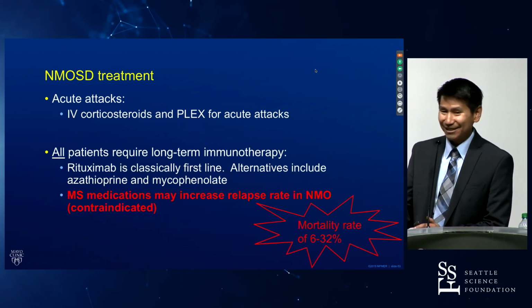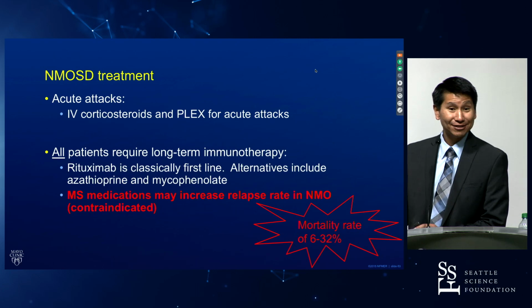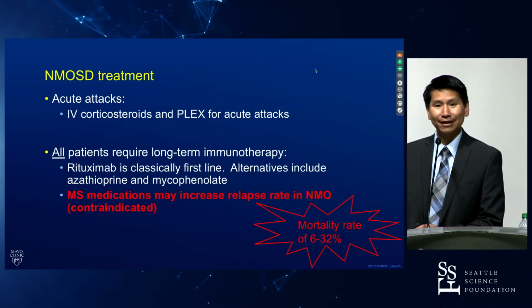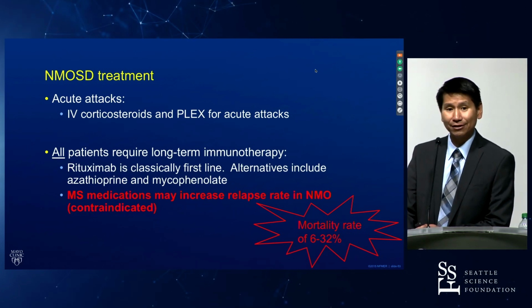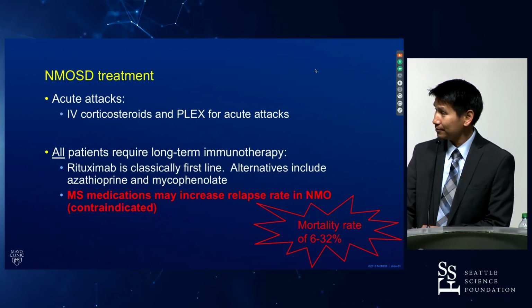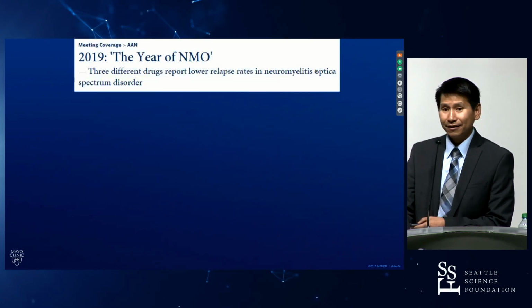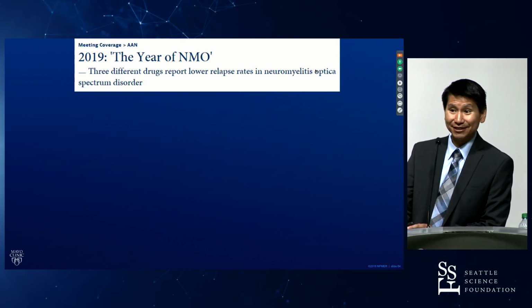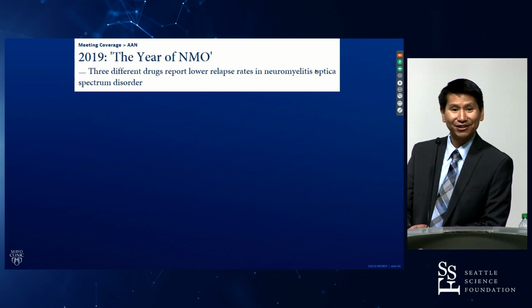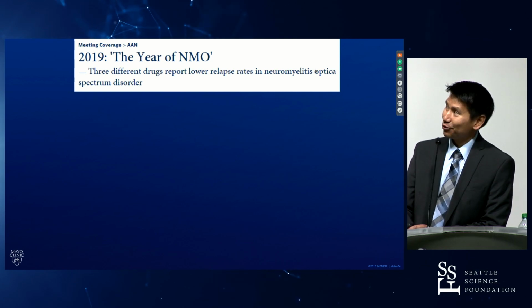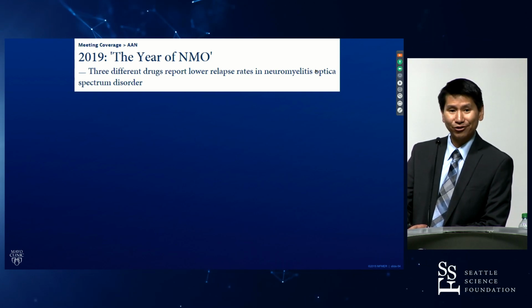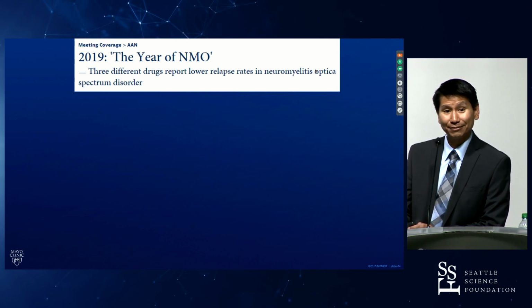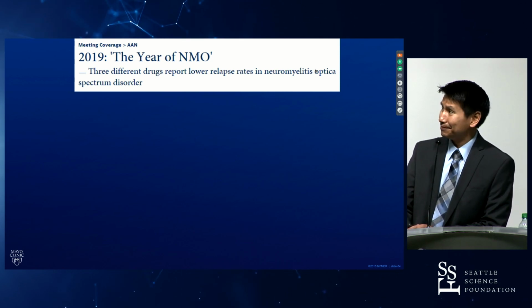And I mentioned this mortality rate. So essentially we can't incorrectly diagnose patients anymore now that we've got a specific biomarker. It's been a really exciting year. This past year of 2019 was actually called the Year of NMO by the American Academy of Neurology, because there were 3 different separate trials that all showed excellent efficacy in preventing relapse compared to placebo.